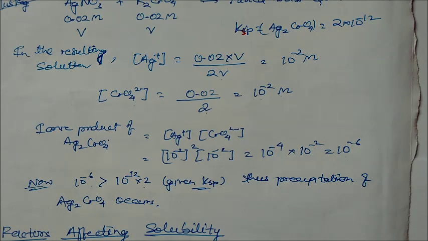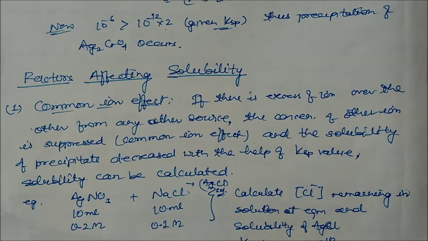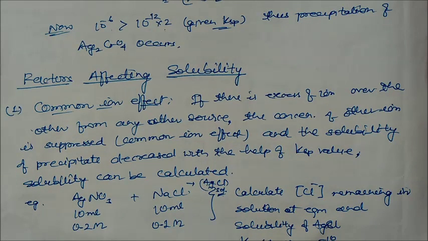Now we'll see what are the factors that affect the solubility. Solubility is affected by some factors like common ion effect, pH of the solution, and complex forming species. There are three effects: the common ion, complex forming species, and the pH of the solution. So these are the factors that affect the solubility. How are they affected? Let us see that.